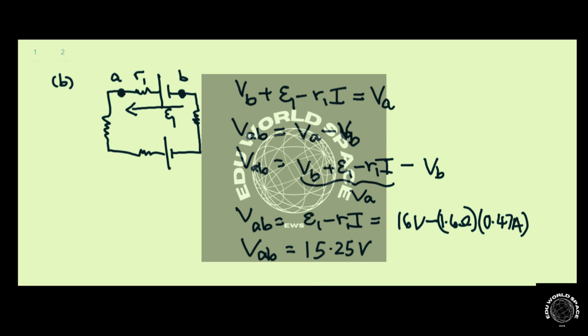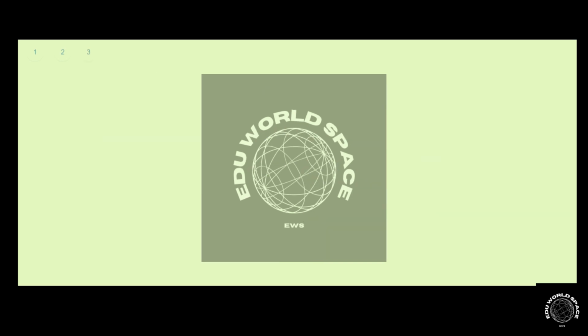Okay, and now we move on to part C. So part C, we have to find the potential difference VAC of point A with respect to point C. So it's similar to part B, except that we're finding the potential difference between A and C rather than A and B. So again, let's draw the circuit so we know where everything is located.